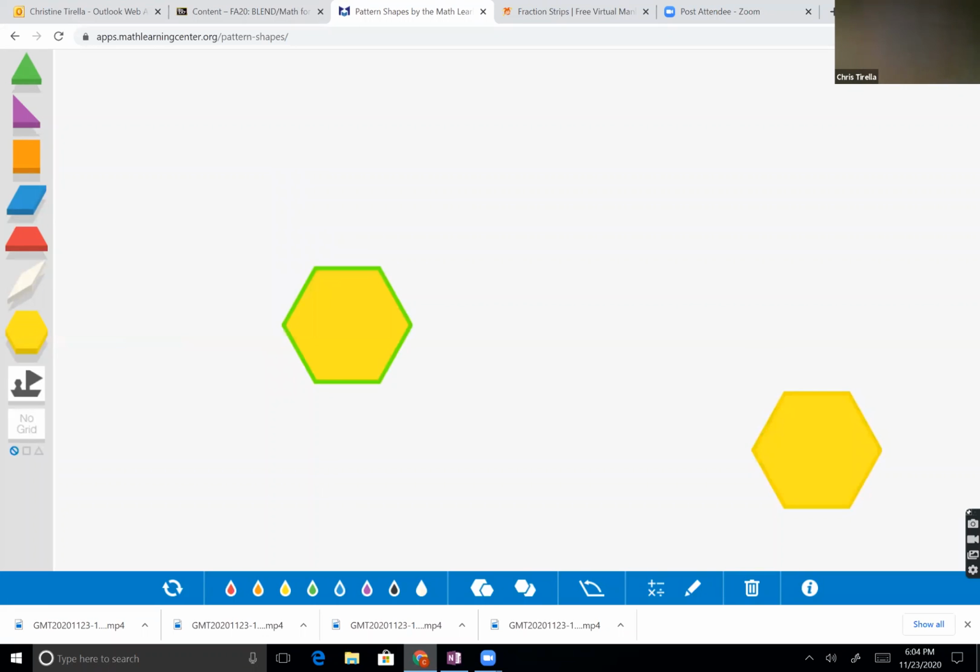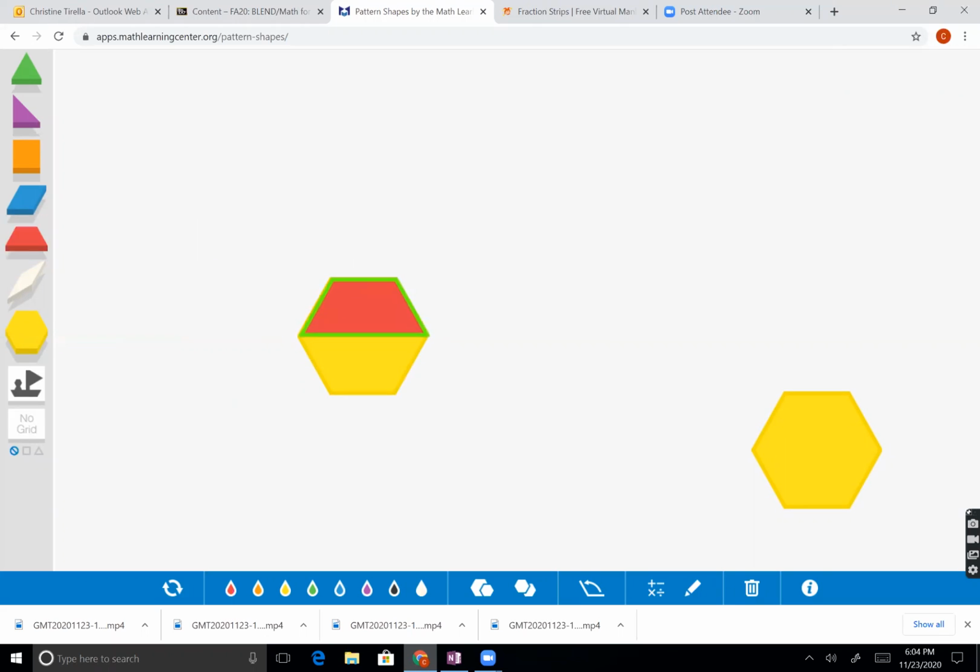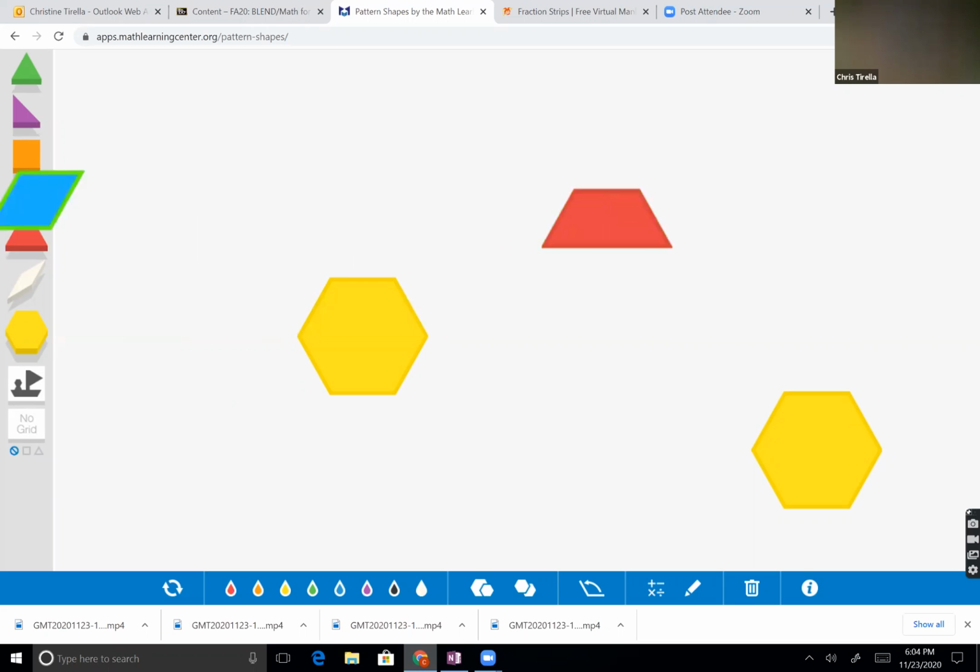Starting with having the hexagon be 1. And so they're saying if the hexagon is 1, the trapezoid is a half. And I think here you could see the 2 trapezoids would make the hexagon. They're saying that the rhombus is a third because if we move them just right, we can see that it takes 3 rhombuses to make the hexagon. And then the green triangle is a sixth. And I think everybody can picture it taking 6 triangles to go around and fill in the hexagon.